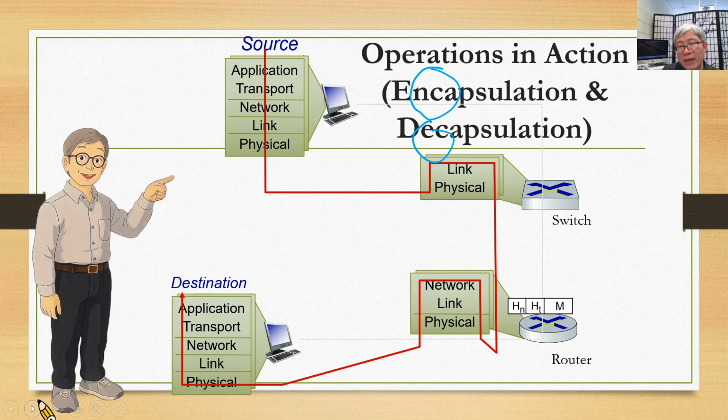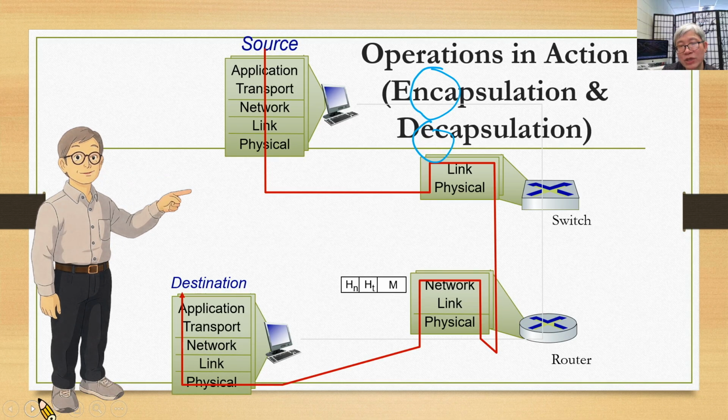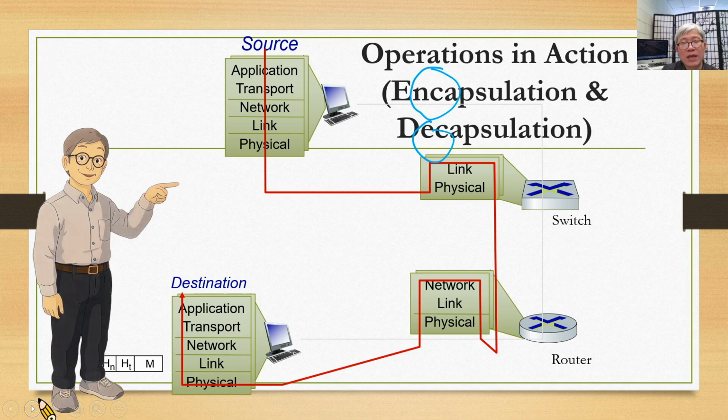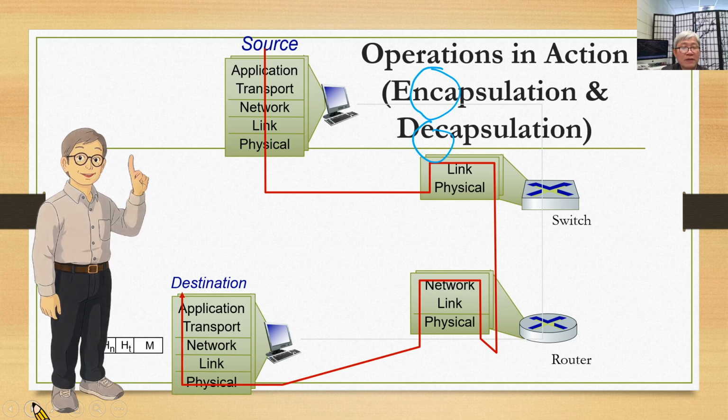The router extracts the network layer message and, after processing it further, puts it on toward the destination. At the destination, from the bits on the wire, we extract the frame, then extract the datagram, then extract the segment, and then the application layer gives us the message, so that we have the original message.